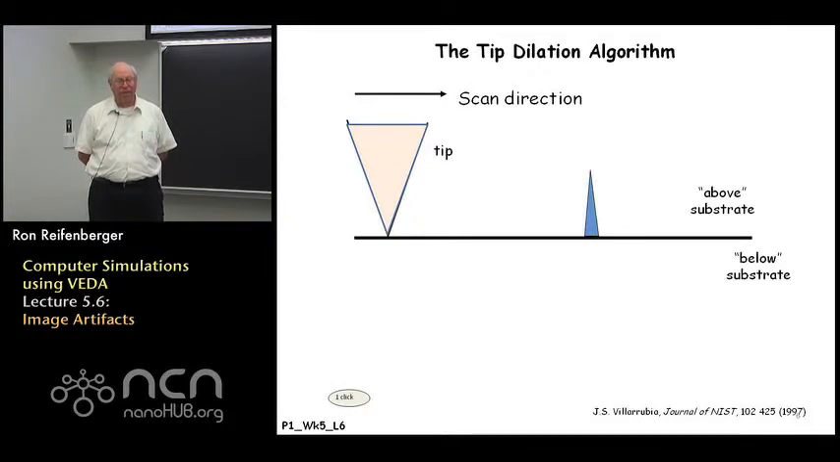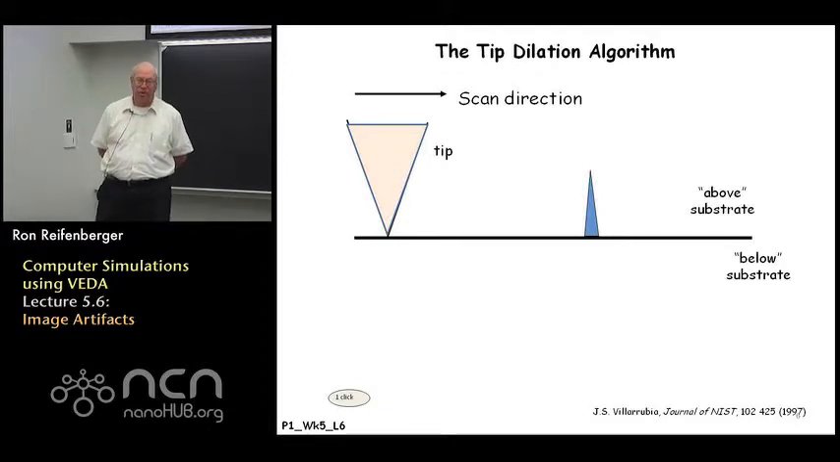The tip dilation, in principle, the radius of the tip can be dilated or can be removed from the image. There are various algorithms that can be implemented to allow this to occur. In this particular slide, I just walked through one simple algorithm that allows you to understand how the finite width of the tip actually causes the image of the substrate to be grossly broadened.